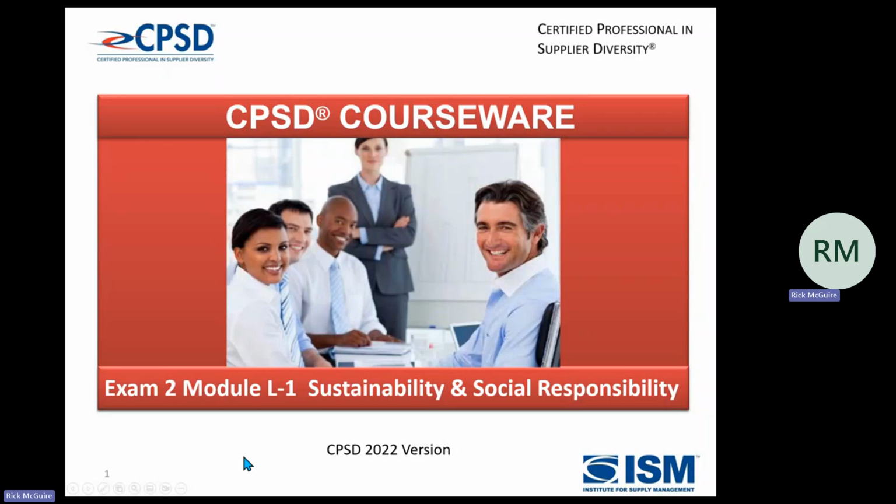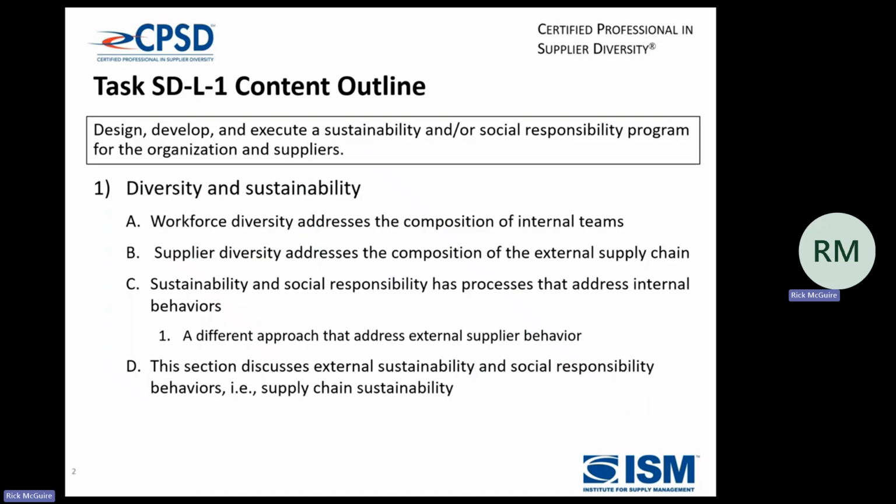Today we're going to start section L, the final section, test 2. So sustainability and social responsibility. The task is design, develop, and execute a sustainability and/or social responsibility program for the organization and suppliers.